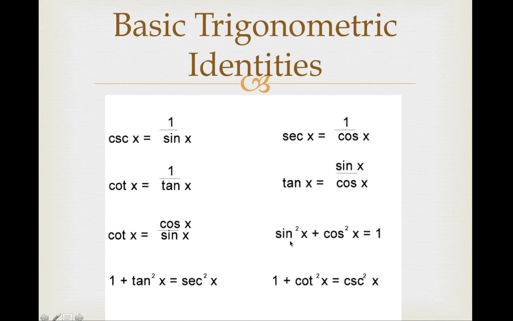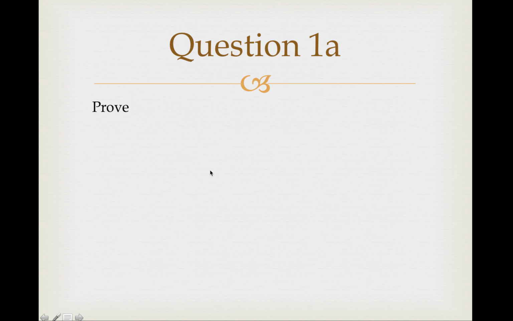The common one is sine squared x plus cosine squared x is equal to 1. You can manipulate this in such a way that sine squared x will become the subject. So with that, we will have sine squared x equals 1 minus cosine squared x. Similarly, we can do that for cosine squared x. Next is 1 plus tangent squared x equals secant squared x, and 1 plus cotangent squared x equals cosecant squared x. Now let's go to the questions.